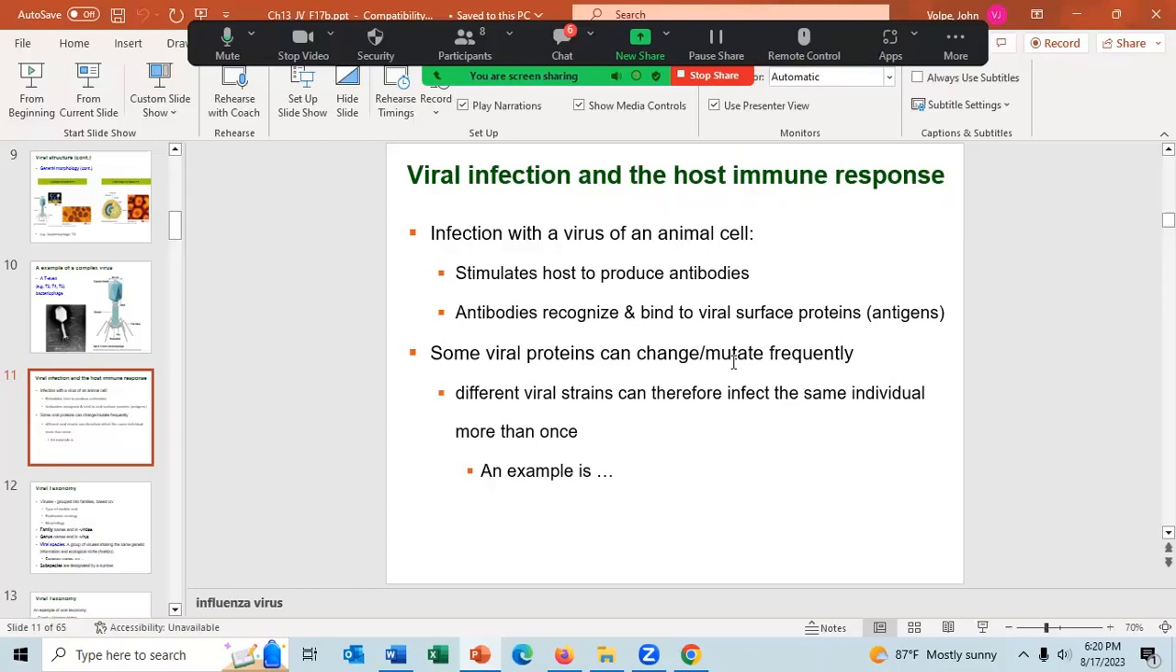Some viral proteins can change or mutate frequently, where we get different viral strains that can infect the same individual more than once. An example of this is the flu. The flu mutates so rapidly and changes so rapidly that 3 years after getting your flu vaccine, that vaccine will no longer be effective. Now, in reality, let me show you a picture of that.